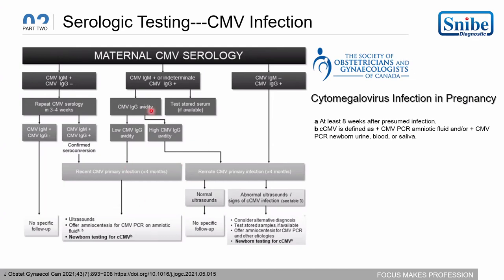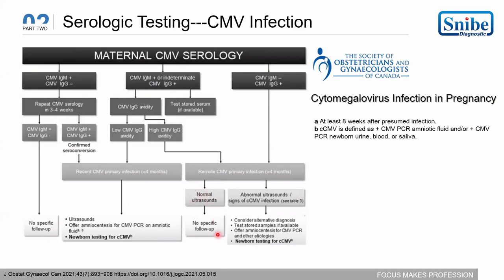So if the CMV IgM is positive or indeterminate, or CMV IgG is positive, in these cases they have IgG avidity testing. If the IgG avidity is low, then it indicates a recent CMV primary infection. If the IgG avidity is high, then it is a remote CMV primary infection, greater than 4 months.